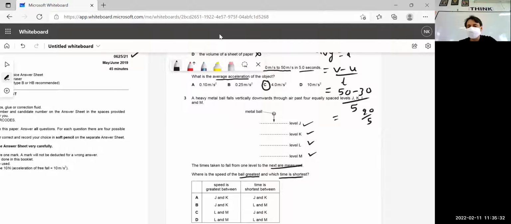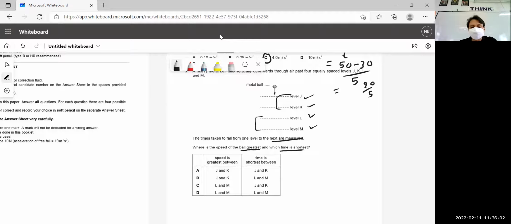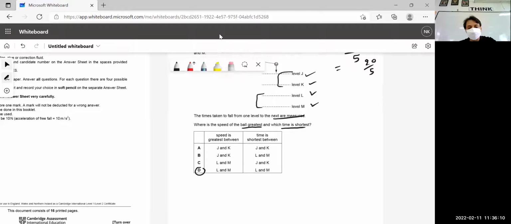As the speed is increasing, between levels L and M the speed will be fastest. If the speed is highest between L and M, the time taken by the ball to cross L and M will be short compared to the time taken to cross J and K or even K and L. So we will go with option D: the speed is greatest between L and M and the time is shortest between L and M also.